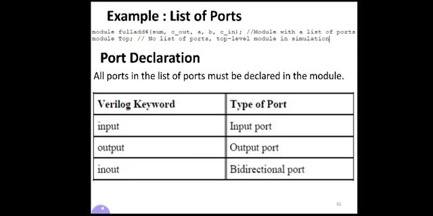So module is a keyword, full add 4 is the name of the module. Then we have a port list. That's why we are declaring sum, C out, A, B, C in. So this is a module with a list of ports.